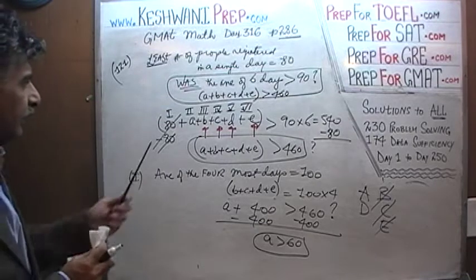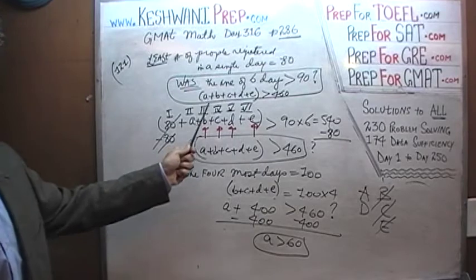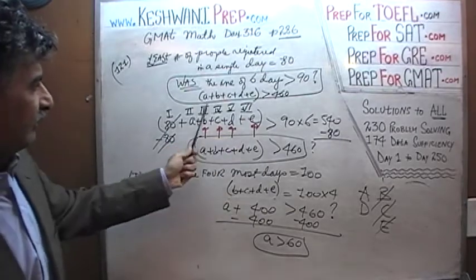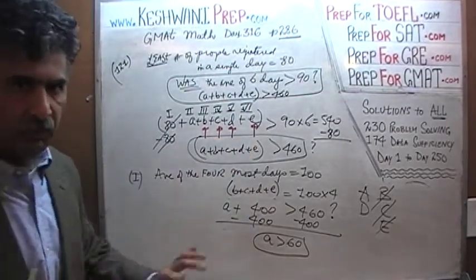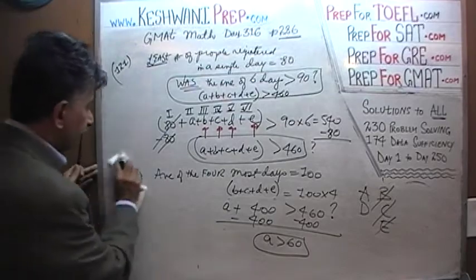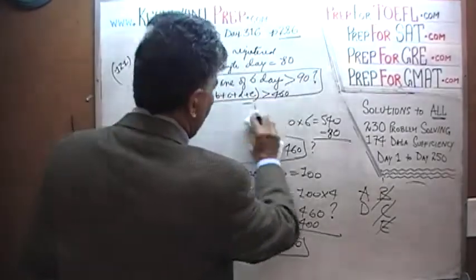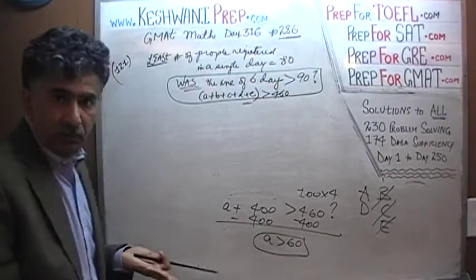I'm going to erase everything here except what we have to answer. We have to be able to answer this question. Is the sum of these five quantities more than 460? That's all it boils down to. So I'm going to erase everything else. Of course we have to erase everything else because everything else belongs to the first statement.